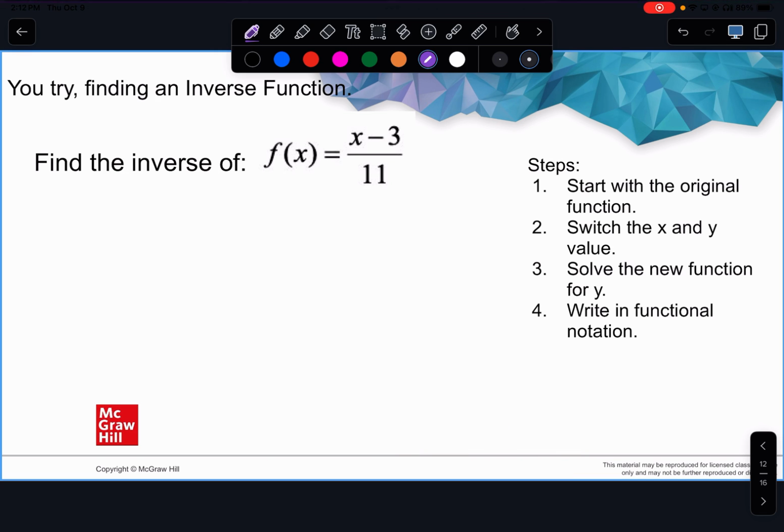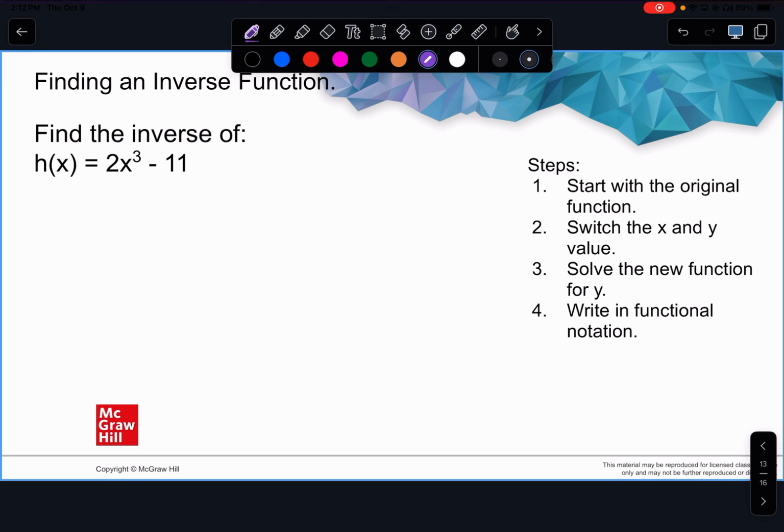All right, another one. Now this one we've got x minus 3 divided by 11. You know what? We're not going to do this one. What would be my first step, though? After I flip-flop, I'm going to have to do what? Multiply by 11 and then what? Plus 3. Add 3. Okay, we can do that. We're good. All right. Let's do this one right here.